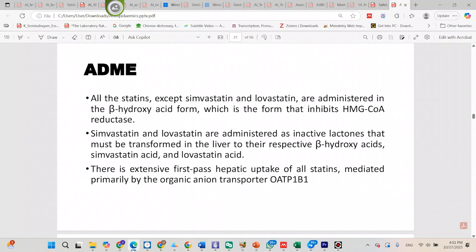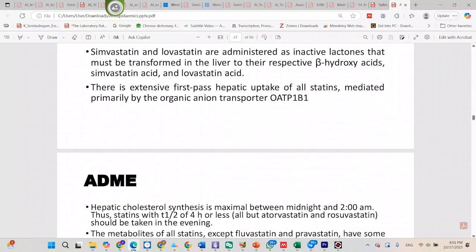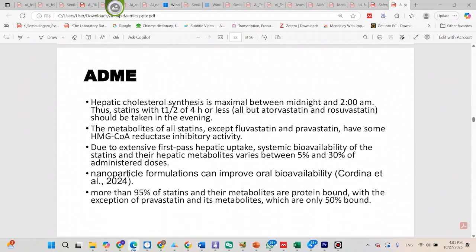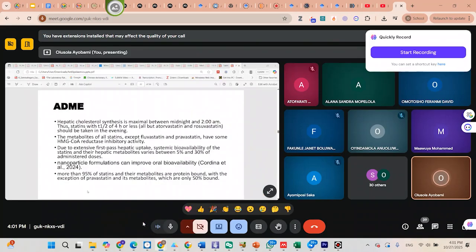Now, there is excessive first pass hepatic uptake of all statins, and this is mediated by organic anion transporter, OATP1B1. That's why simvastatin and lovastatin are administered in their prodrug forms. Now, hepatic cholesterol synthesis has a chronobiology. We use it a lot in pharmacology. You must know the chronobiology of your medications so that you know when and how to advise your patients to take them. So cholesterol synthesis is maximal at midnight and around 2 a.m.